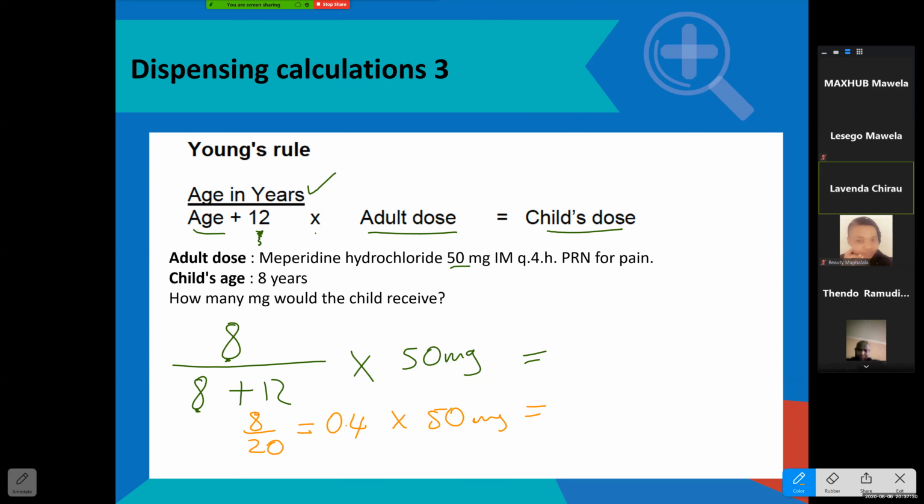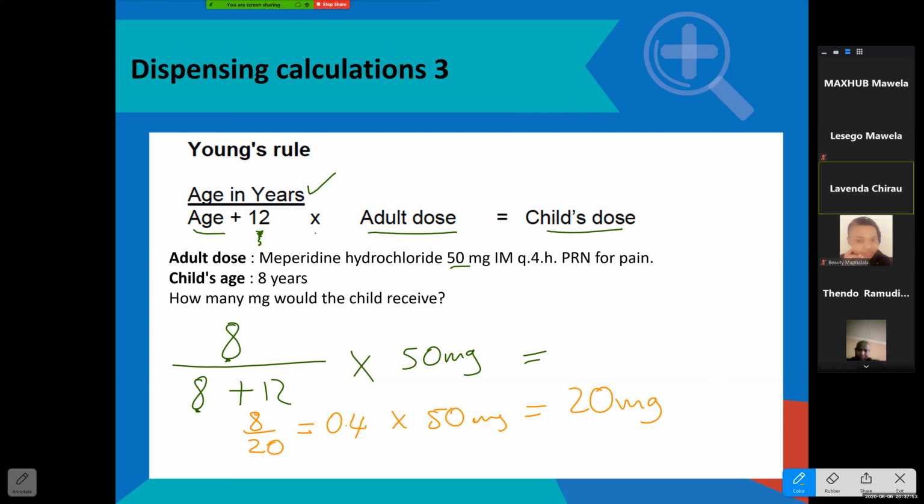20 milligrams. Right. Don't forget BODMAS. You divide first. Don't start by multiplying. You divide first. I'm sure you remember BODMAS, somewhere at school, those days.